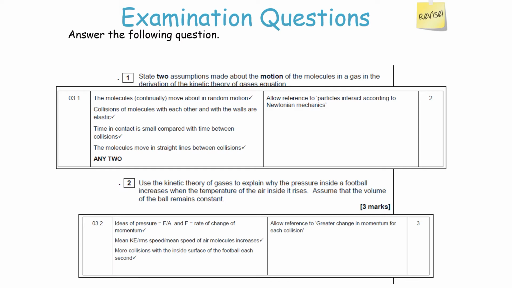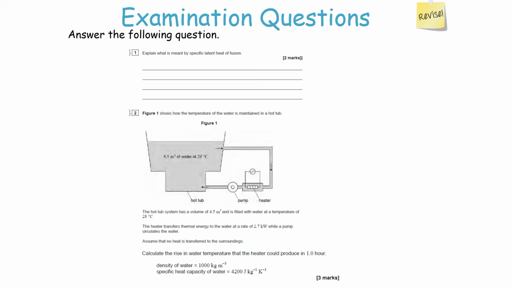So there are more collisions with the inside surface of the football each second, and each collision has a greater change in momentum, so they all combine to produce a higher pressure. Always try and link it to the collisions of the particles with the surface, not with each other, with the surface. Let's have a look at another question.